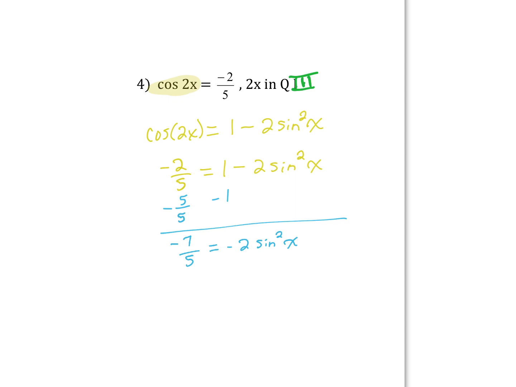I'm trying to get sine by itself, so you can think of it as dividing by -2, but I think it's more helpful to think of it and realize we can also multiply by a -1/2. Because this is a fraction, I think it's easier to think of it as that -1/2. Okay, so we get a +7/10 is equal to sine squared x.